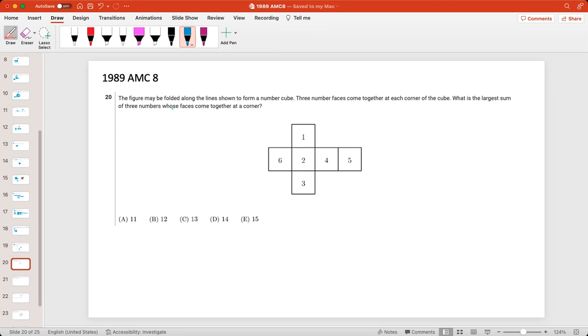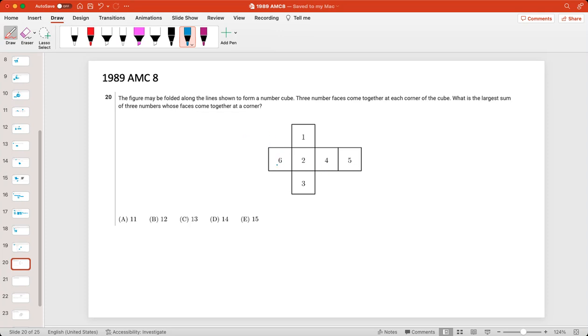The figure may be folded along the lines shown. Okay, so this is the thing, and we are going to fold it as a cube. Three numbered faces come together at each corner of the cube. Okay, so they want three boxes to be touching each other. Then only they'll become a corner. What is the largest sum of three numbers whose faces come together at a corner? Okay, first let's take the sum of three largest numbers here. So 6, 4, and 5.